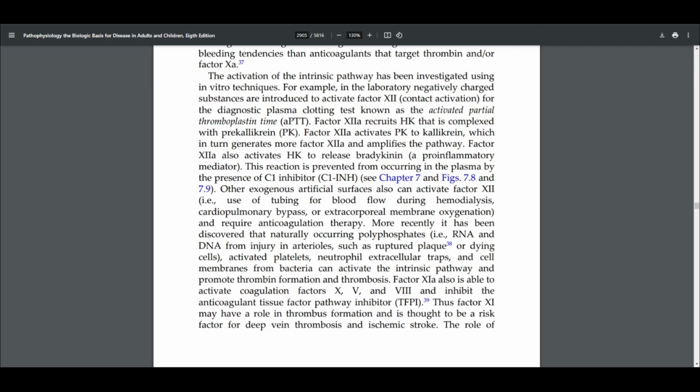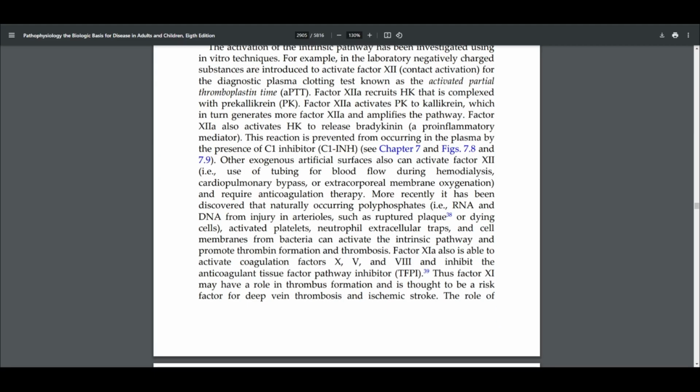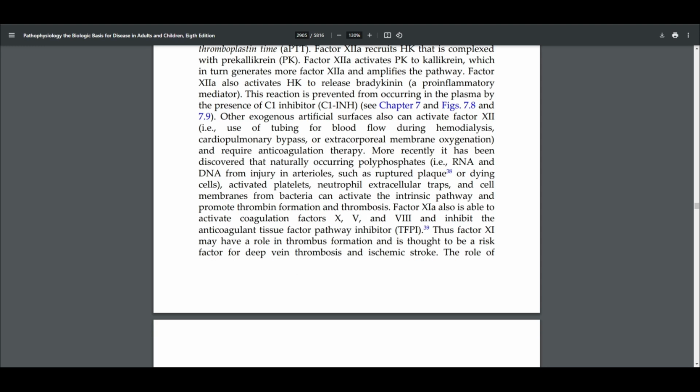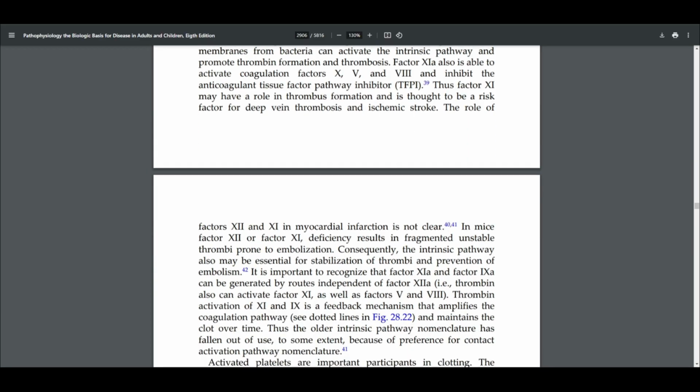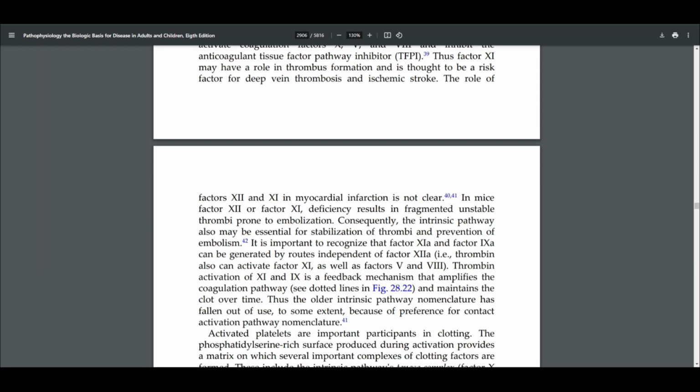More recently, it has been discovered that naturally occurring polyphosphates, activated platelets, neutrophil extracellular traps, and cell membranes from bacteria can activate the intrinsic pathway and promote thrombin formation and thrombosis. Factor 11a also is able to activate coagulation factors 10, 5, and 8, and inhibit the anticoagulant tissue factor pathway inhibitor. Thus, factor 11 may have a role in thrombus formation and is thought to be a risk factor for DVT and ischemic strokes.